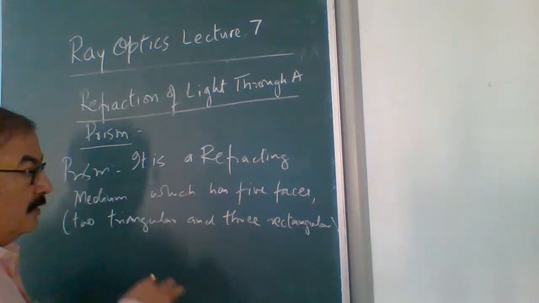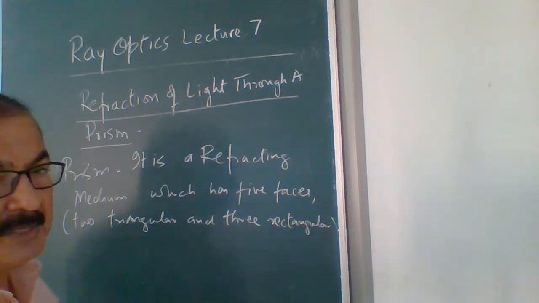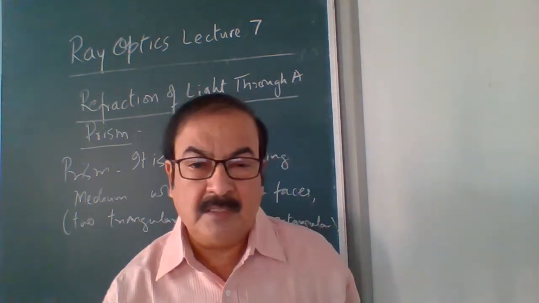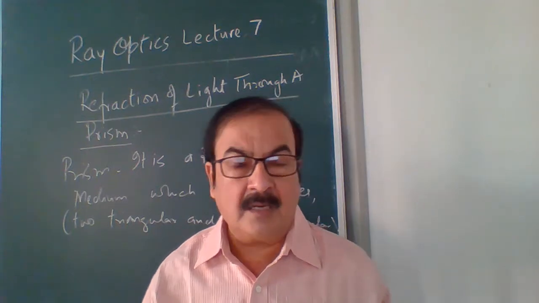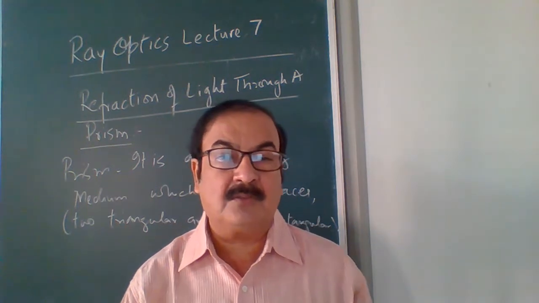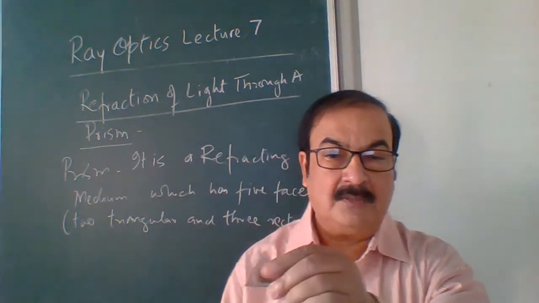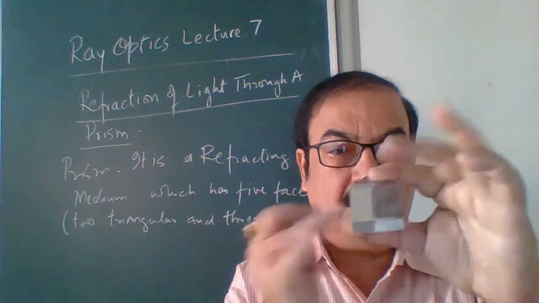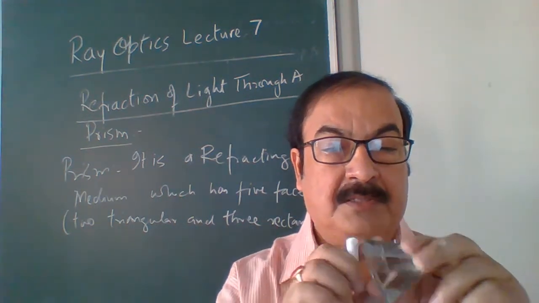By means of this prism, we may have different types of activities, like dispersion of light, or splitting of white light into colors, colored light, etc. Let us show what a prism is and how it looks. It is just like this.